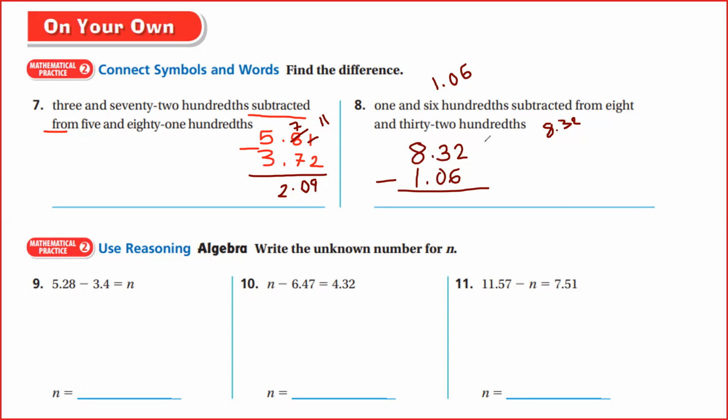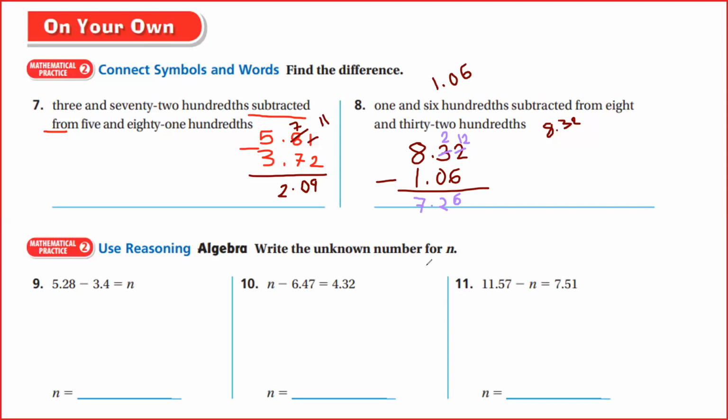2 minus 6, it couldn't be done, so the 3 will give, and the 3 will be 2, and the 2 will be 12. You add 10, so it's going to be 10 plus 2, 12. 12 minus 6 is 6. And 2 minus 0 is 2. 8 minus 1 is 7. Thank you, Malak. And the answer is 7 and 26 hundredths. Right? 7.26. Thank you, Malak.